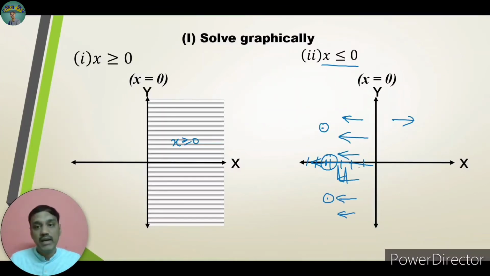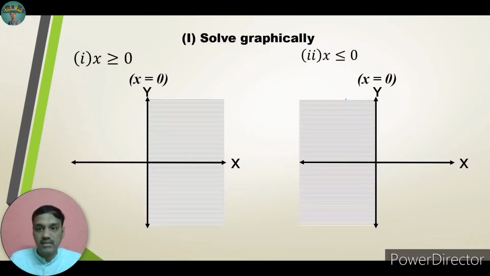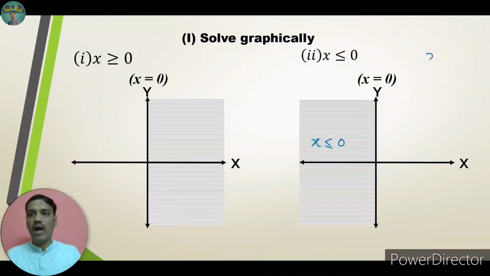X is always negative on this side of the y-axis. So therefore its solution is like this on the left side of the y-axis. This shaded part shows the solution set for x less than or equal to 0. So remember, you have to think like that: some value greater than or equal to 0 means that it is positive, and some value less than or equal to 0 means that value is negative.